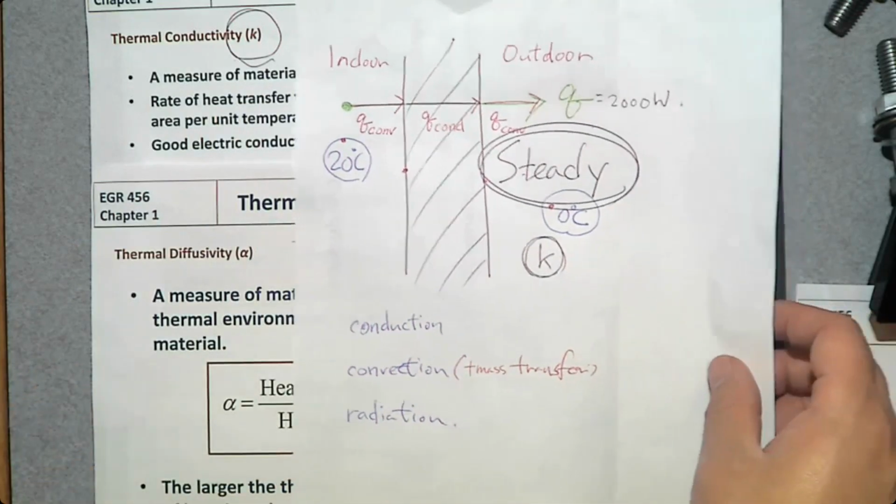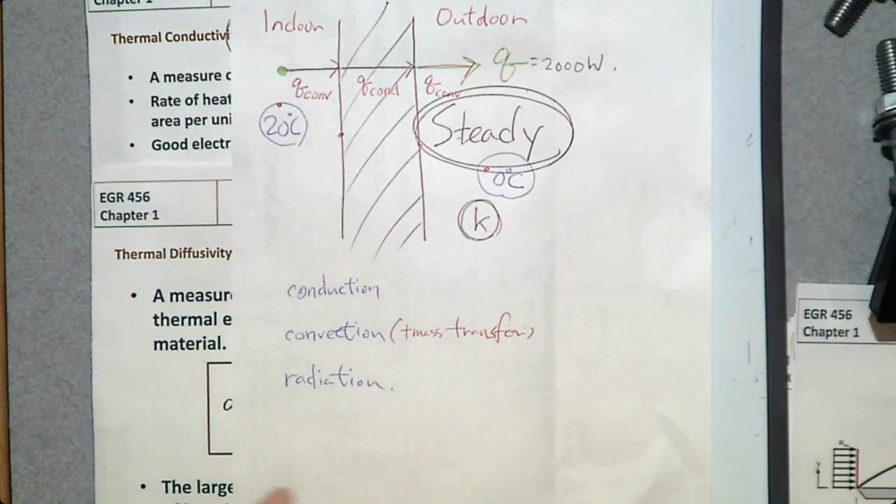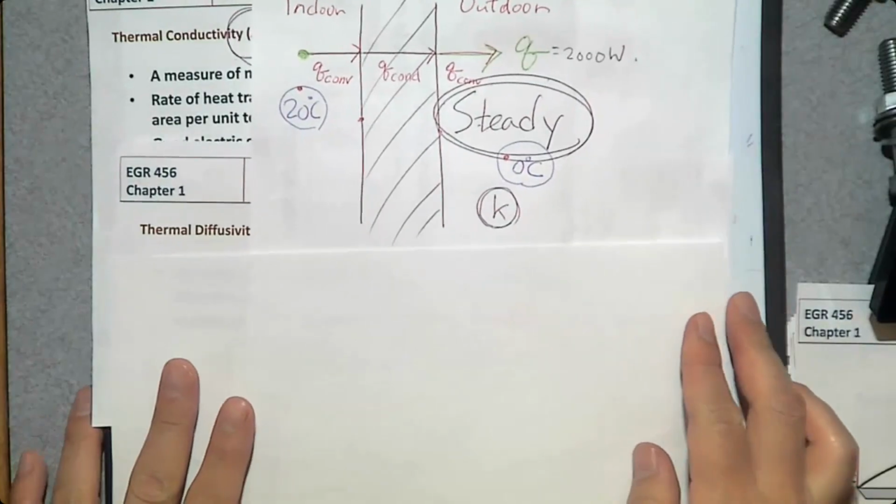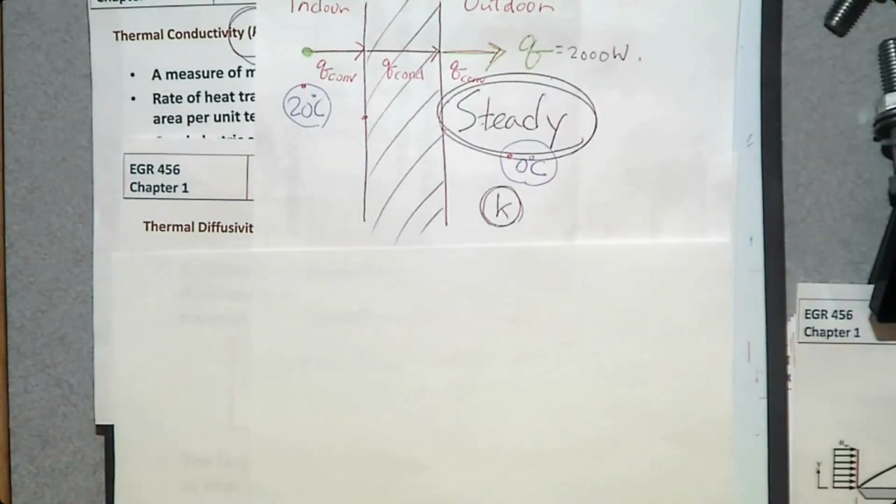Then let's talk about another example. So our assumption is that initially the temperature of the air in the classroom is 20. Temperature of the outside air, outside of the building, is 0 degrees Celsius. That was our assumption. Then it is a steady heat transfer problem.